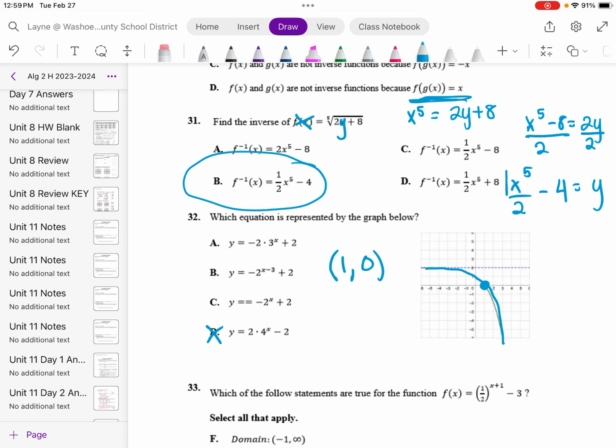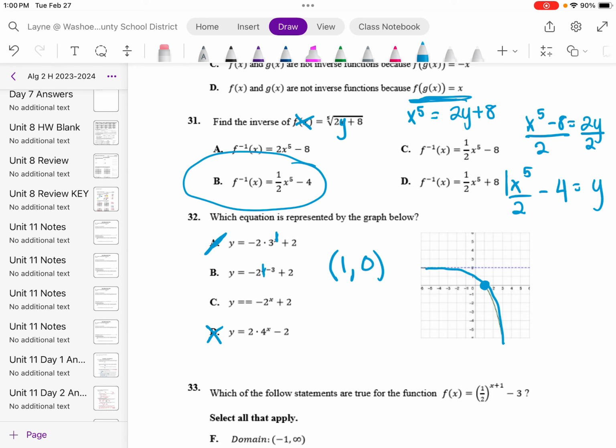All right, so I'm going to start with the top one. If we plug 1 in, 3 to the first power is 3, times negative 2 is negative 6, plus 2 is going to be negative 4, not 0 like I wanted. Then plug into the next one. 1 minus 3, so I'm plugging 1 in here. 1 minus 3 is negative 2.